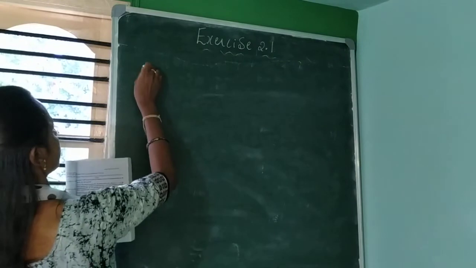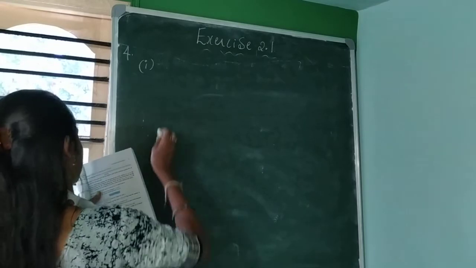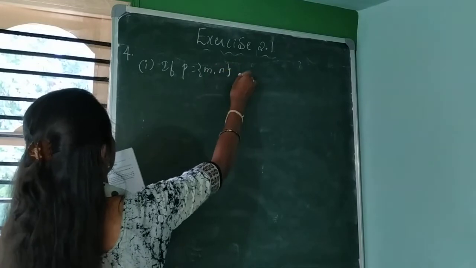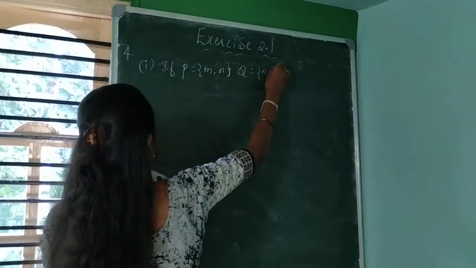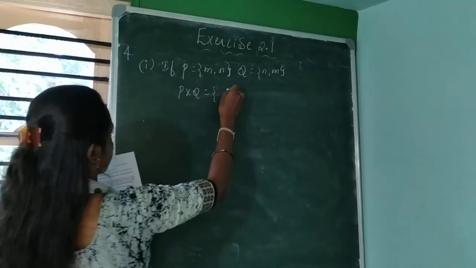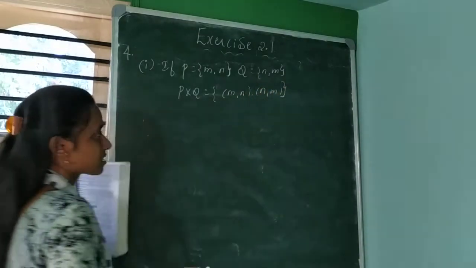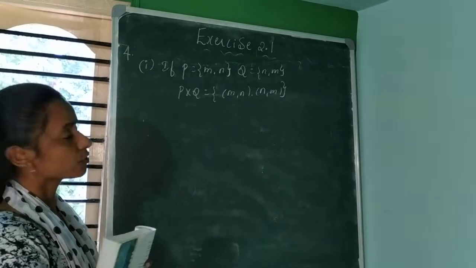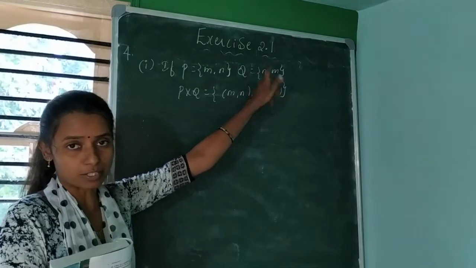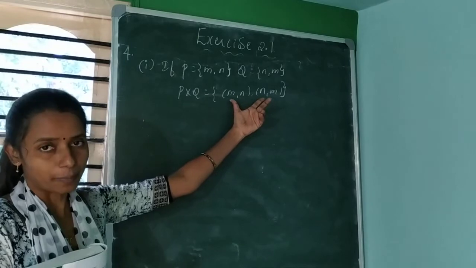I'll just write it. If P is {m, n} and Q is {n, m}, then P cross Q is given as {m, n} and {n, m}. Is this right? No, this is wrong. We should get how many ordered pairs? We should get 4, because here 2 elements and here also 2 elements; 2 into 2 is 4. Therefore, in this Cartesian product, you should get 4 ordered pairs.